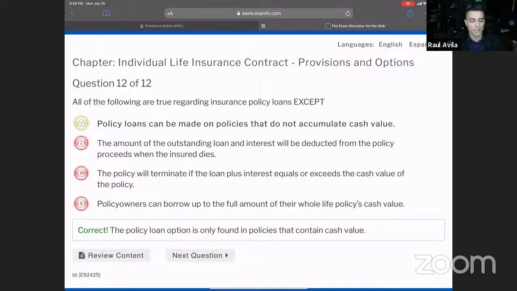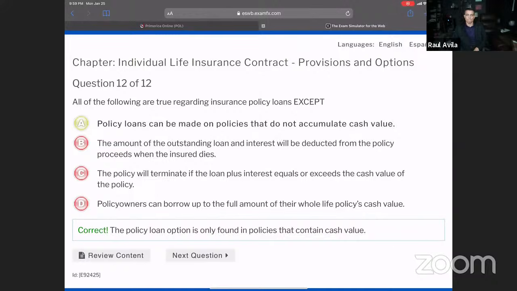Yes, it will terminate. Policy owners can borrow up to the full amount of their whole life policy's cash value. So if the whole life policy has $30,000 in cash value, then the policy owners can borrow up to the full amount, the entire $30,000 of the cash value.